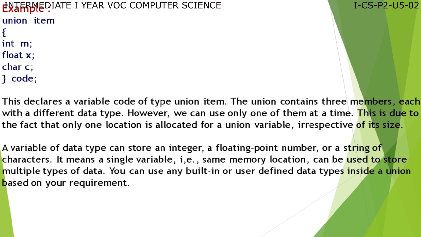Now, the variable can hold data types such as integer, floating point members, and a string of characters. It means a single variable with the same memory location is used to store multiple types of data. We can use any built-in or user-defined data types inside the union based on the requirement of the program.